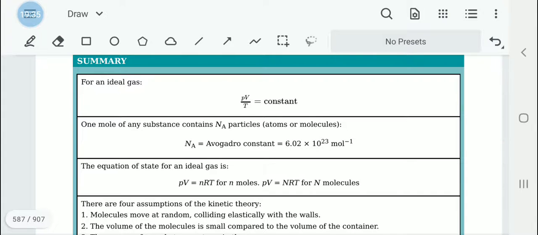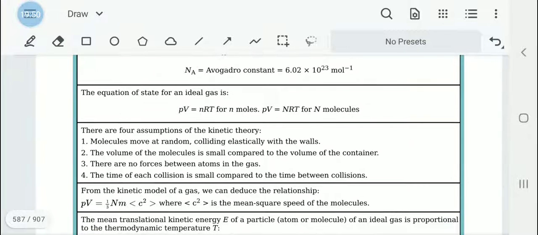So the summary is PV upon T is a constant. Then 1 mole of any substance contains N_A particles. We call that the Avogadro constant, which has a value of 6.02 × 10^23. Then we got the equation of state for an ideal gas, PV equals nRT. Then we got PV equals NkT for N molecules.